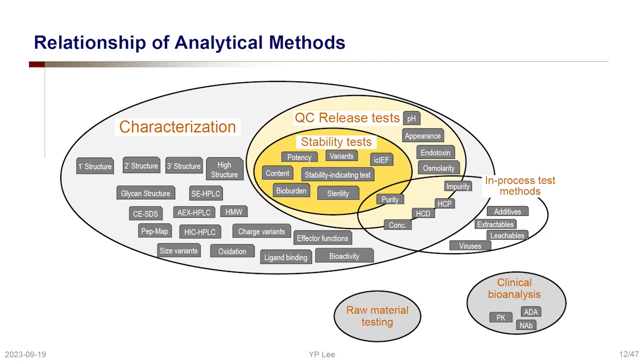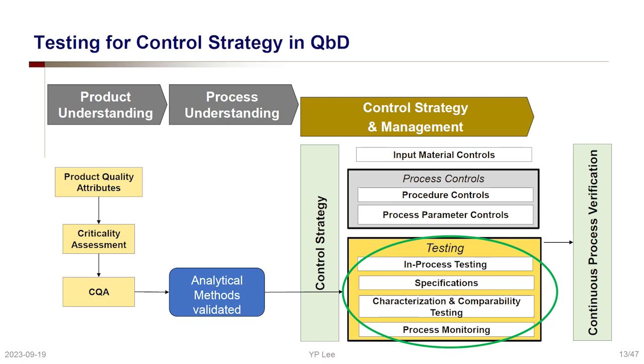At the same time, for the IPC or the in-process testing, the analytical methods used for QC release testing and characterization are also used for the IPC. But at the same time, ELN and virus, adventitious virus, or the additives are not for the final product. So for these items, we do need to have a separate IPC method. And there is raw material testing, which is alongside the product, represented as a separate circle here.